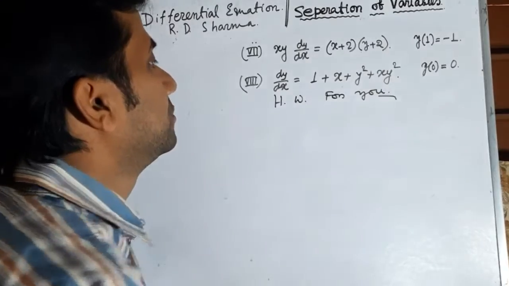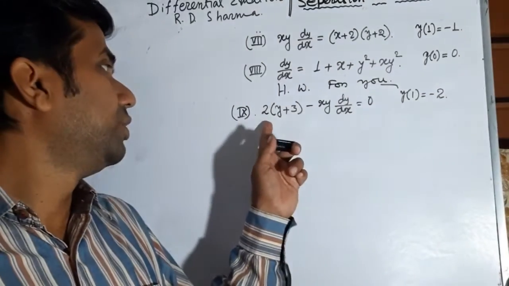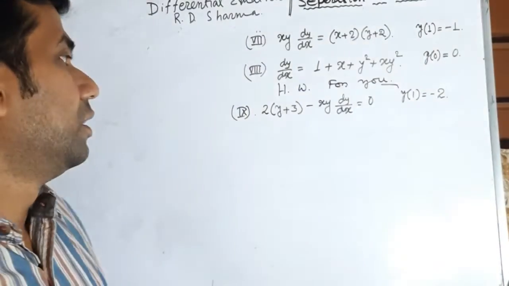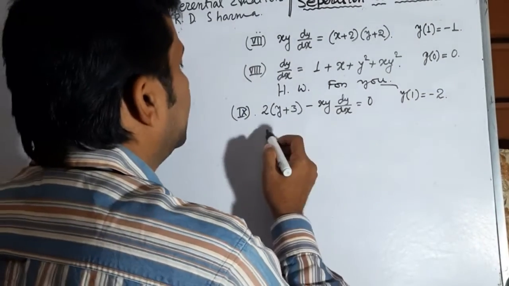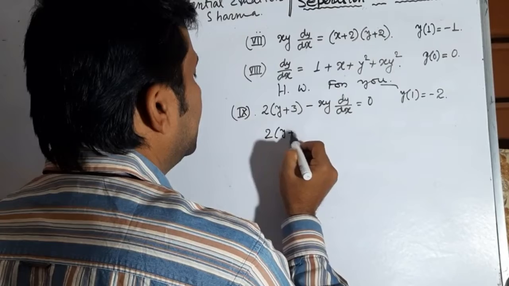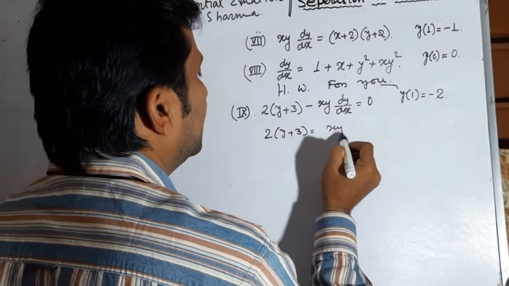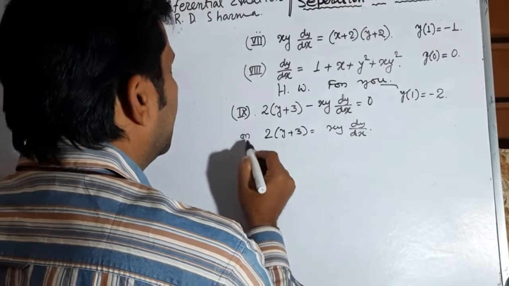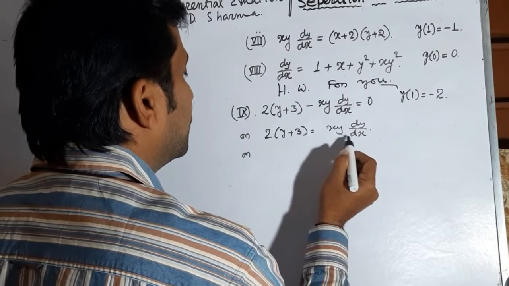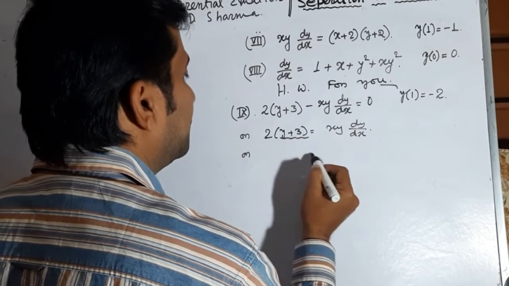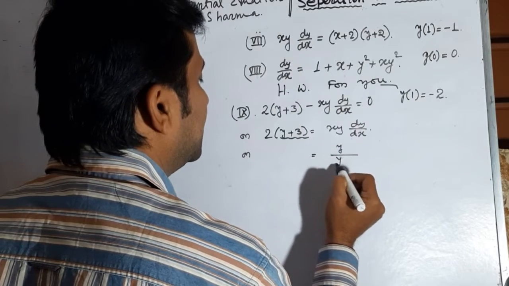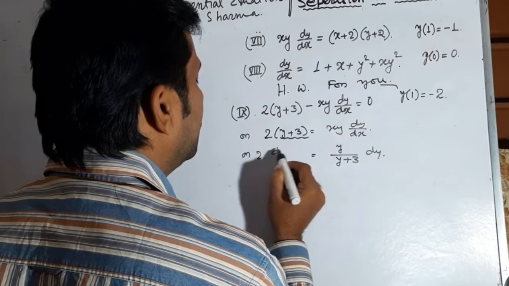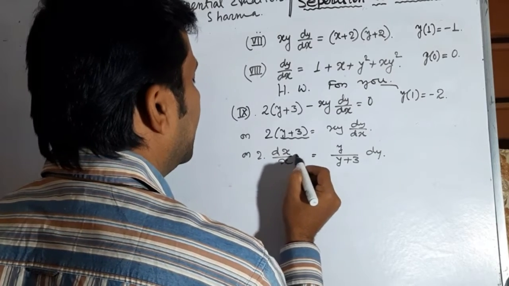This problem is 2 into y plus 3 minus x y dy by dx is equal to 0. Changing it to this side, 2 into y plus 3 is equal to x y dy by dx, or y by y plus 3 dy is equal to 2 into dx by x.